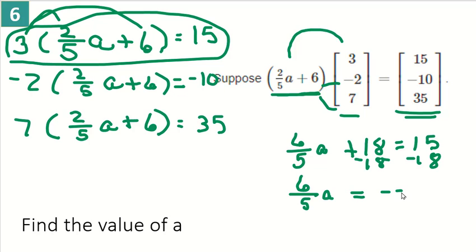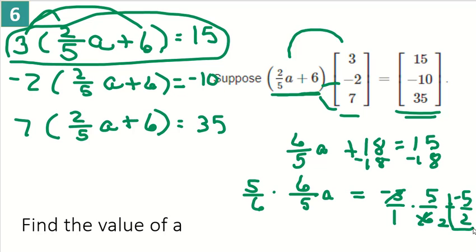Okay, multiply both sides by the reciprocal or the inverse, 5 over 6. I'll put the -3 over 1, multiply by 5 over 6. And 3 goes into 3, 1, 3 goes into 6, 2. I have -5/2 is the value of A. Now if I try the other two equations, I should still get -5/2. So I'll do that to check my work.